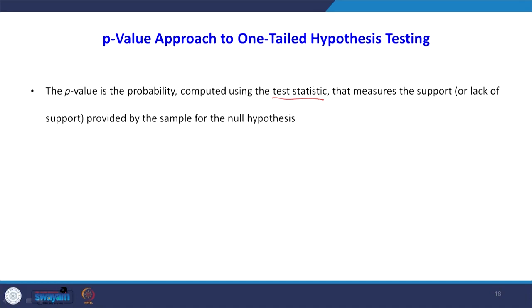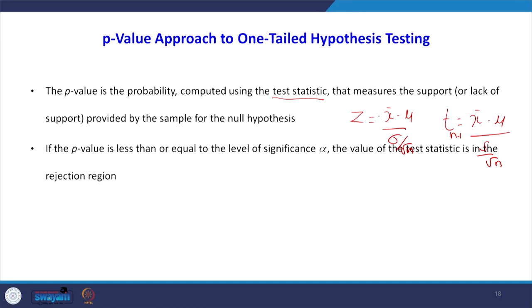What is the test statistic? For example, in the Z context, the test statistic is (x bar minus mu) divided by sigma by root n. That is the test statistic for the Z test. If it is a t test, it is (x bar minus mu) divided by s by root n, with n minus 1 degrees of freedom. Whatever value you have calculated with the help of the sample is called a test statistic.